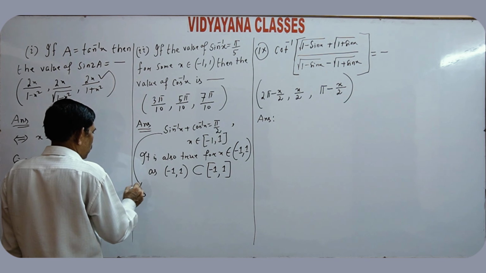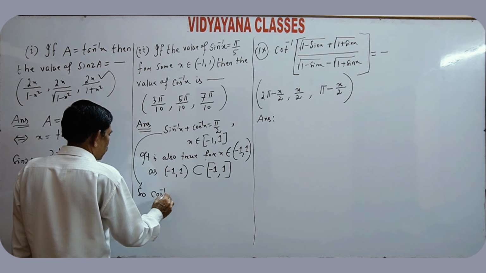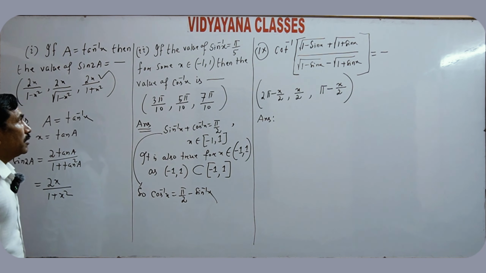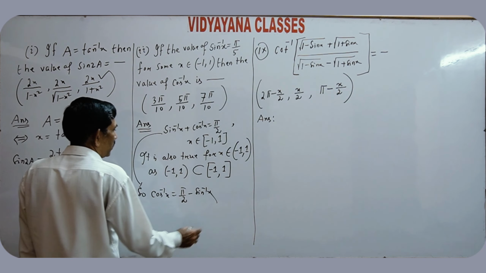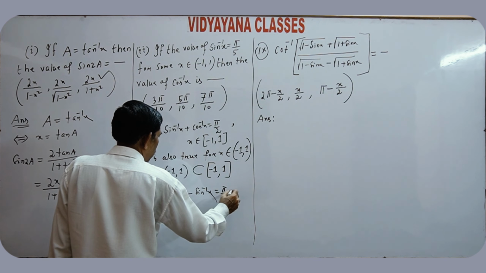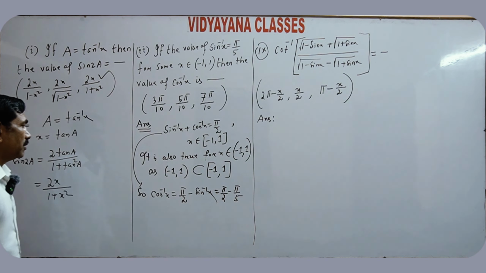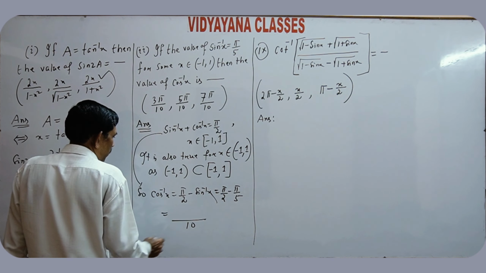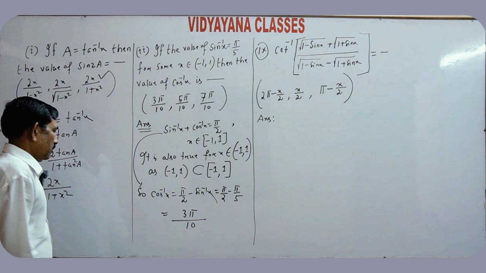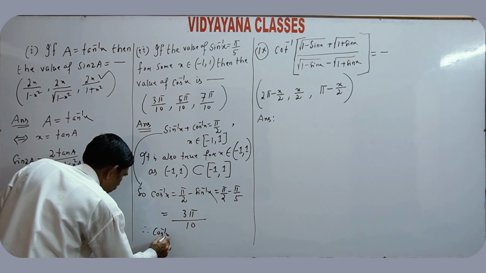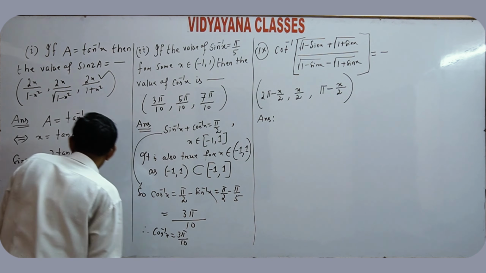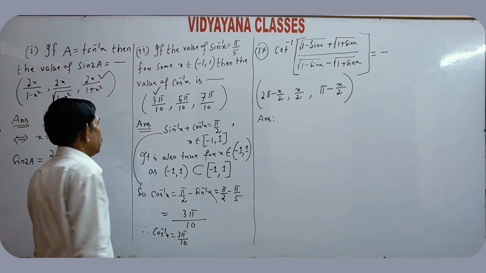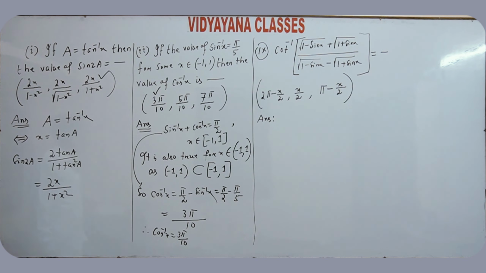So cos⁻¹x is equal to π/2 − sin⁻¹x. Sin⁻¹x is equal to π/5, so it is π/2 − π/5, which is the same as (5π − 2π)/10, that is equal to 3π/10. Therefore, cos⁻¹x is equal to 3π/10. So the correct option is 3π/10. Clear? Okay.